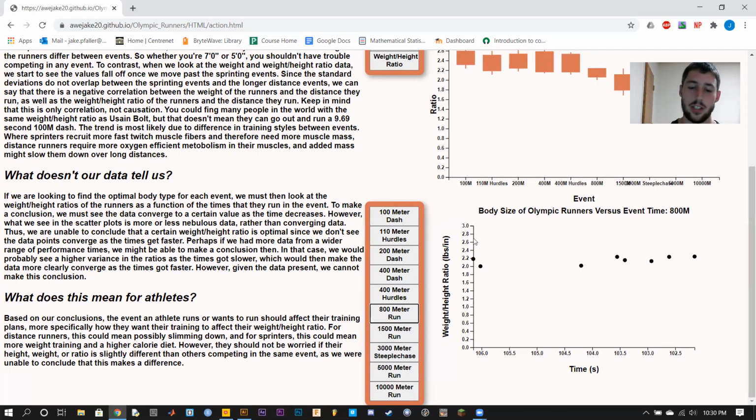However, once you're already competing in that event, we weren't able to conclude that there's a significant optimal ratio for that event. Once you're already competing in that event, your weight to height ratio will probably converge to that value given your training. So you shouldn't really necessarily be worried about that if these are factors that you're considering when thinking about competing in an event.